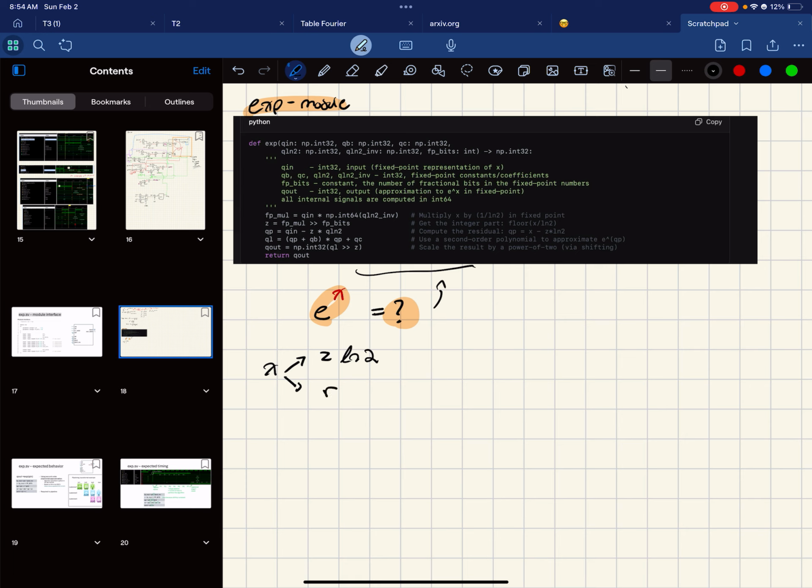What am I doing? All I'm saying is x is going to be ln 2 times z plus a residual. ln_e of 2 is just some small number, probably like 0.7 or something. I don't know, but it's some number. This is a constant, and if I multiply it by some other number called z, and add some residual, I can get x.